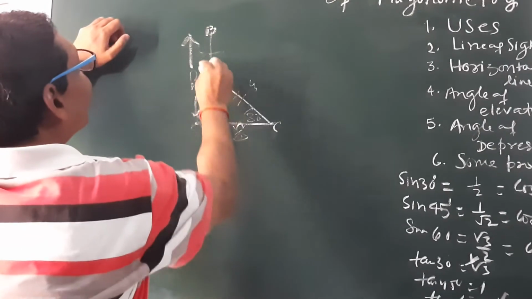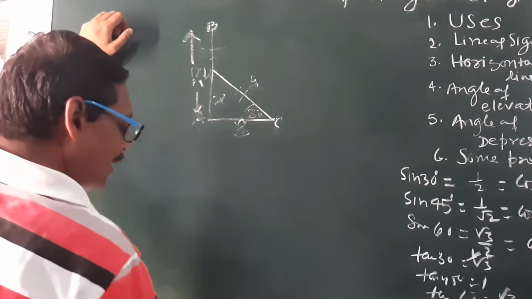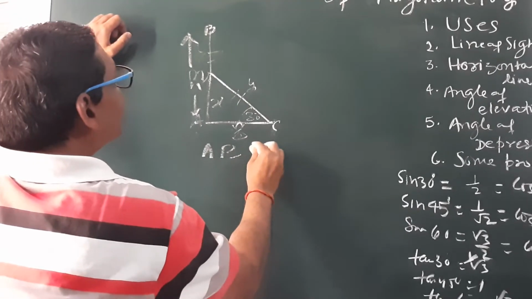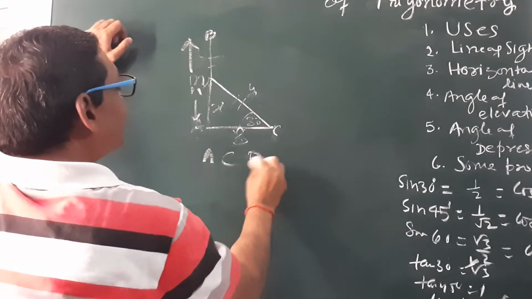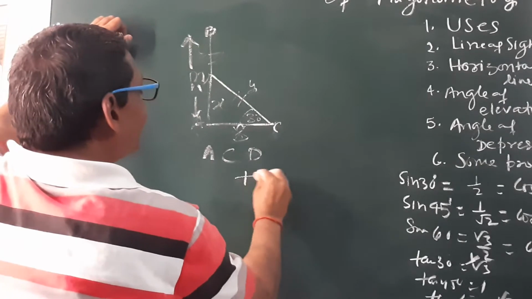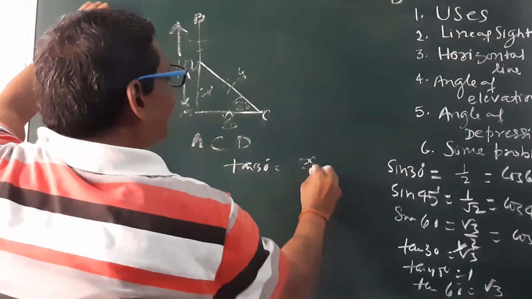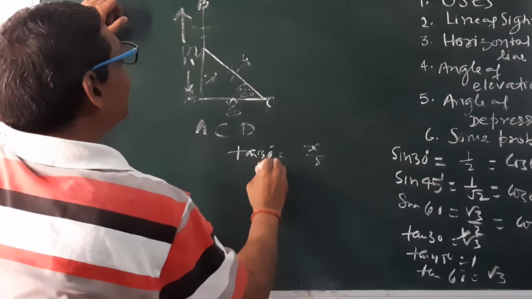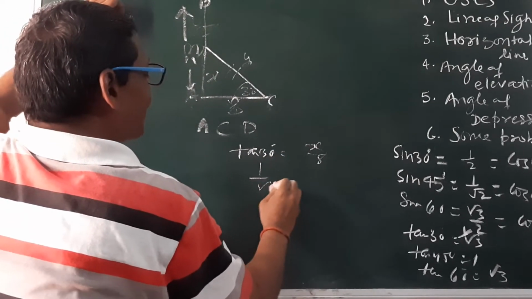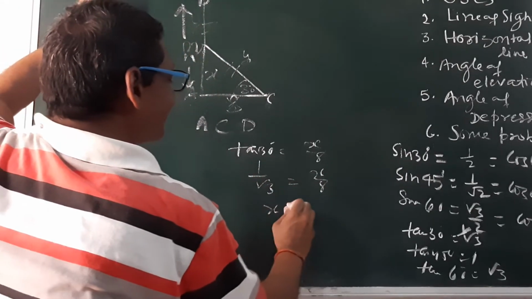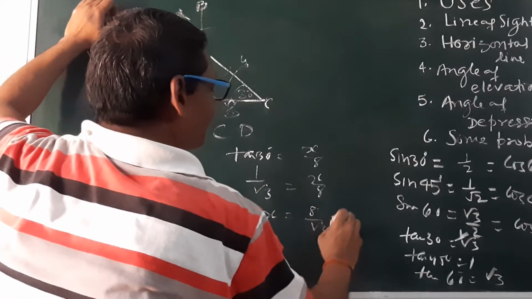In this triangle ABC, tan 30 degree is x by 8. Tan 30 means 1 by root 3, so 1 by root 3 is x by 8. X is equal to 8 by root 3 meter.